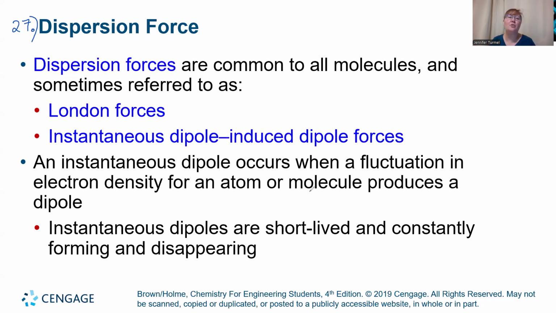Dispersion forces are common to all molecules, and they are sometimes referred to as London forces, London dispersion forces, and sometimes instantaneous dipole induced dipole forces. An instantaneous dipole occurs when a fluctuation in electron density for an atom or molecule produces a dipole. So all of a sudden, two things line up just perfectly to create a little dipole. But these instantaneous dipoles are very short-lived, and they're constantly forming and reforming and disappearing, and they don't stick around. So London forces aren't very strong.